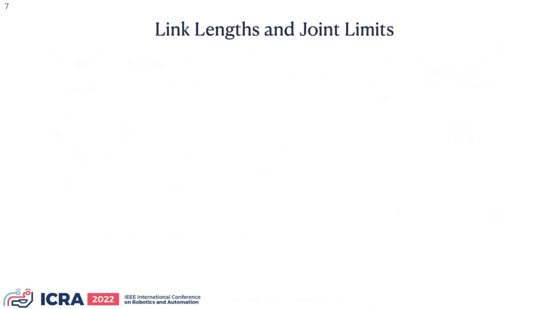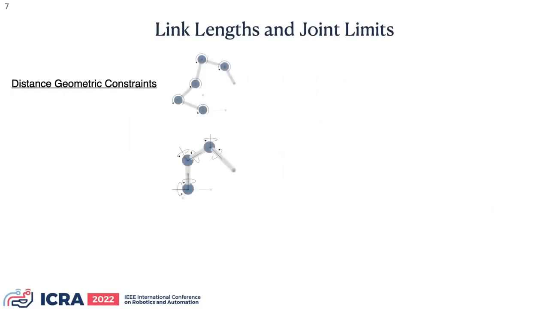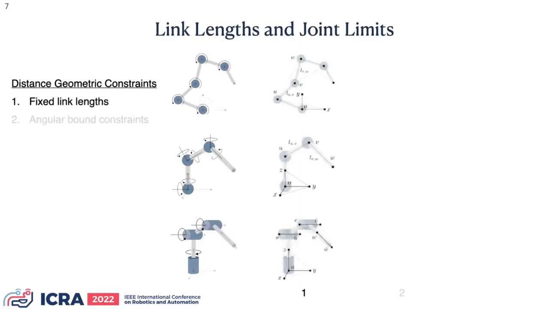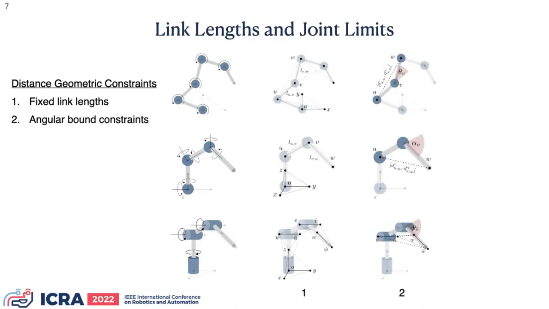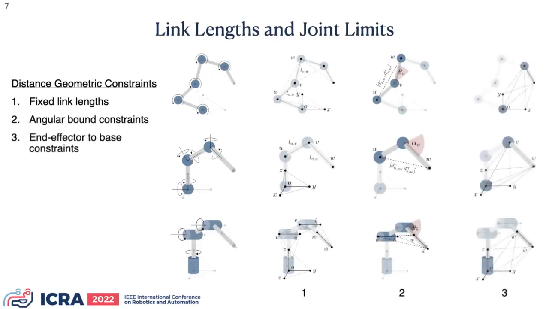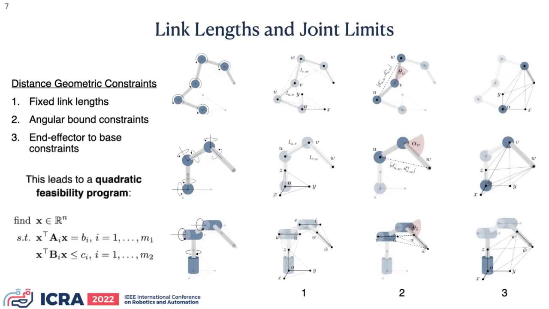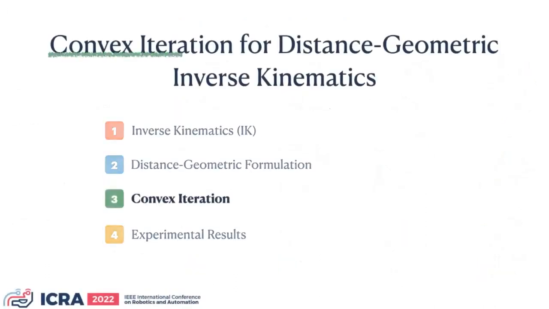This relationship between kinematic constraints and distances can be extended to a broad class of inverse kinematics problems for a variety of manipulator types. Fixed link lengths provide exactly known distances. Angular constraints provide bounded distances, and goal poses provide exactly known distances from end effector points to the robot's base. Crucially, all of these approaches lead to descriptions of inverse kinematics that are quadratic feasibility programs. Let's examine how we can solve these quadratic feasibility programs with a method called convex iteration.